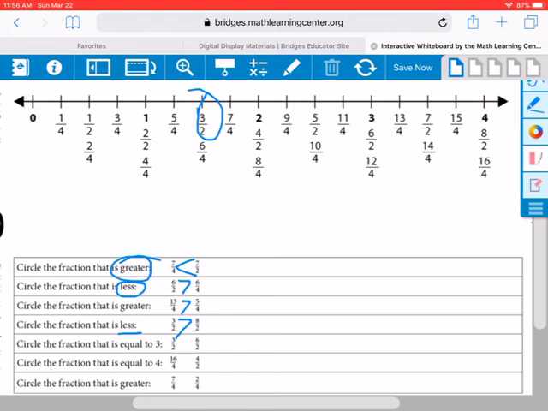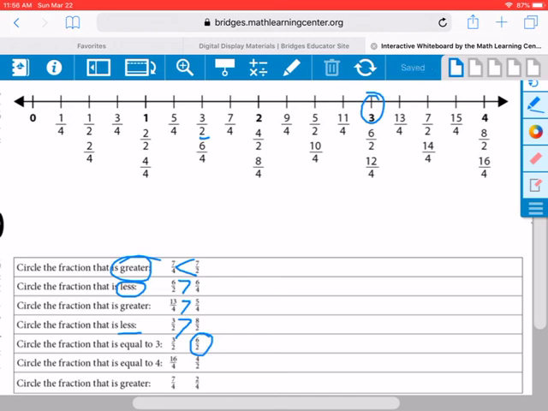For this next one, they want us to find the fraction that is equal to the number 3. So to do this, I'm going to find the number 3 on my number line. 6/2 or 12/4. Well, I can see that 3/2 is right here and 6/2 is right here. So 6/2 is the fraction that's equal to 3.